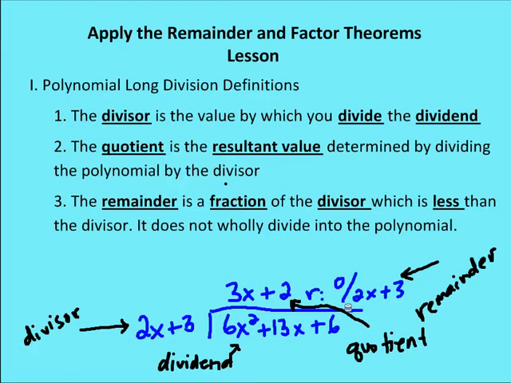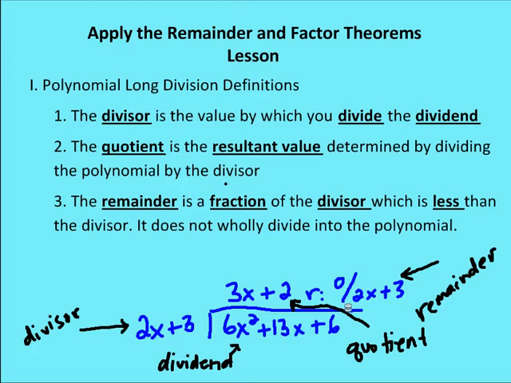I have the quotient, which is the balance that I get after I divide the dividend by the divisor. And the remainder is the remaining value of the product of the quotient and the divisor that makes up for the difference between the product of the quotient and divisor and the dividend.